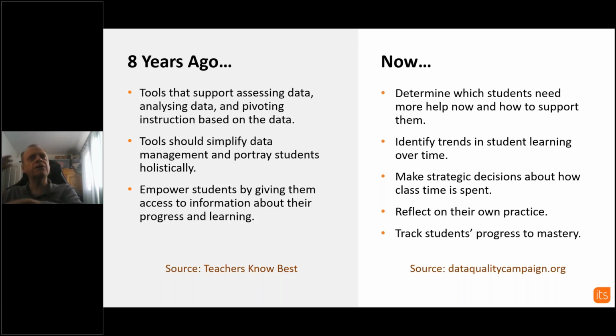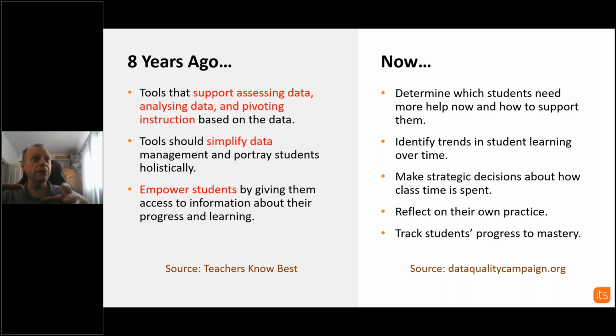Then we can fast forward a few years and talk about what data is important now. Going back to 8 years ago and the Teachers Know Best paper, one of the things they said is they really wanted teachers to be able to assess and analyze data themselves, and what we call pivot instruction, which means I see something, I understand what's gone on, and I change what I'm doing. That's what we mean by pivoting instruction.